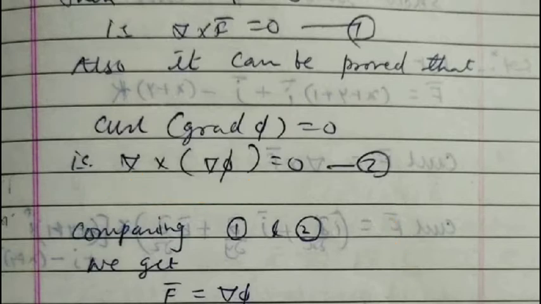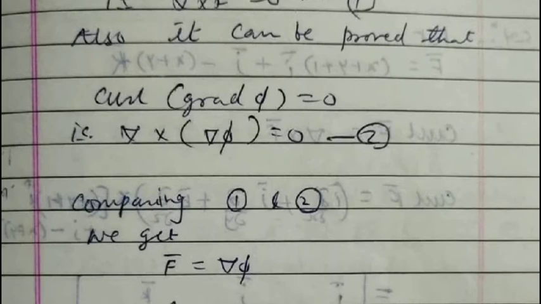So we know that if the same two vectors are written in cross product, the value of this cross product is 0. That means i cross i equals 0, j cross j equals 0, and k cross k equals 0. Therefore the value of curl of grad phi equals 0, or del cross del phi equals 0. So this is equation number 2.